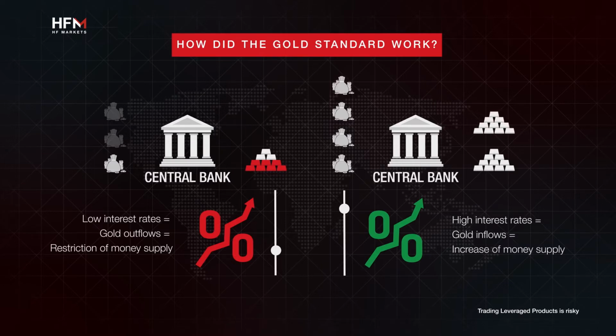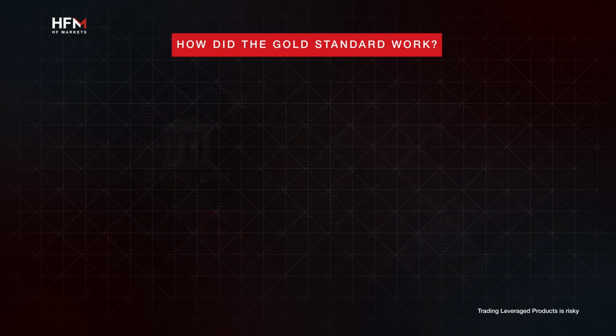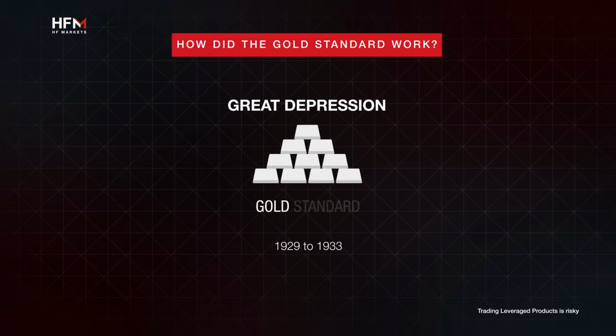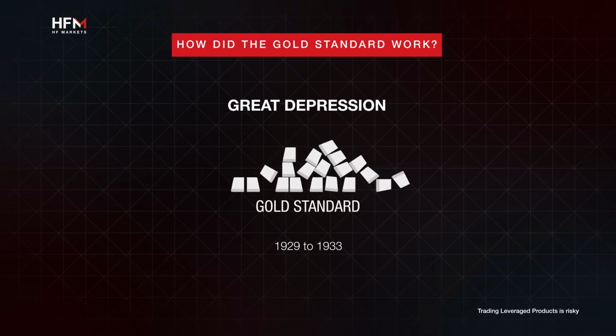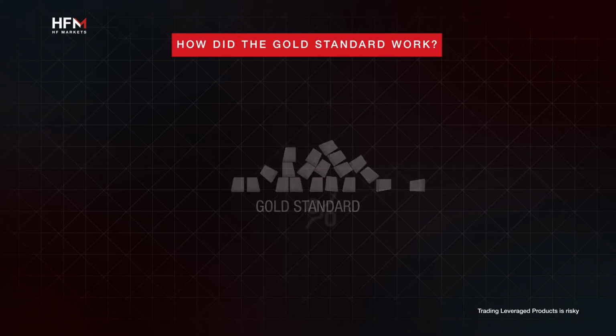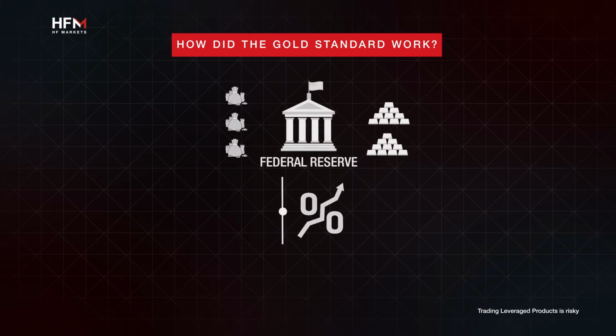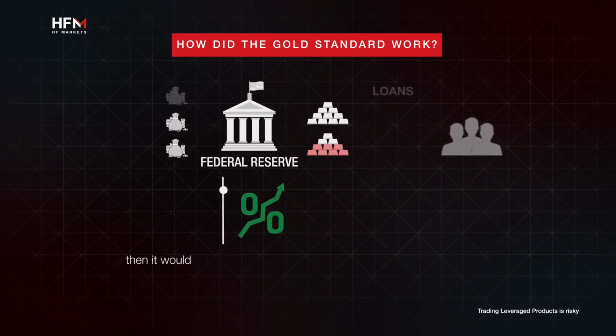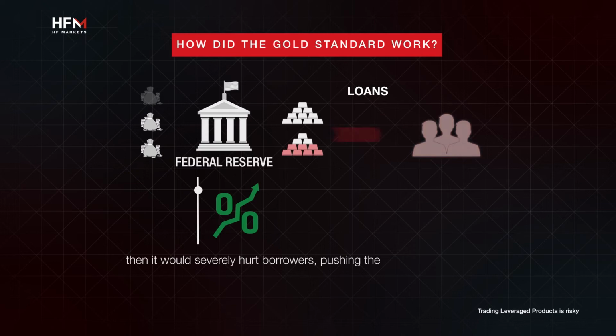This was not always as simple as it looked though. During the Great Depression, which lasted from 1929 to 1933, the gold standard had devastating effects. As interest rates were lowered to assist the economy, gold reserves fled the country, restricting money supply at a time when additional funds were needed more than ever. If the Federal Reserve tried to raise interest rates to prevent the outflow of gold, then it would severely hurt borrowers, pushing the economy further into recession.